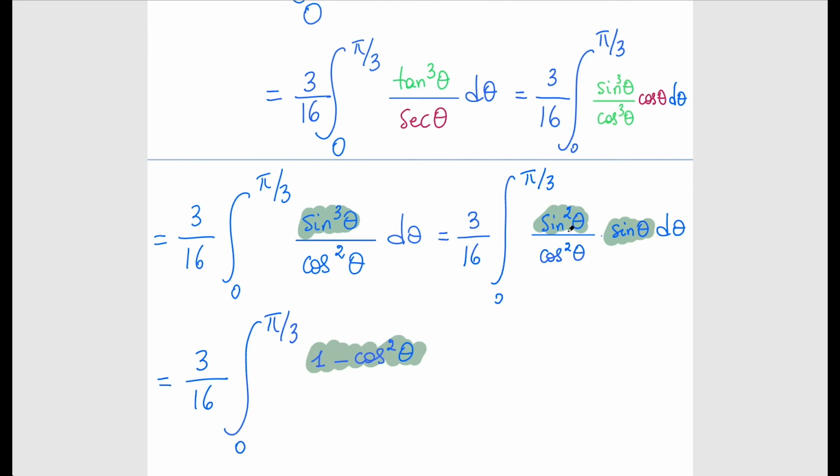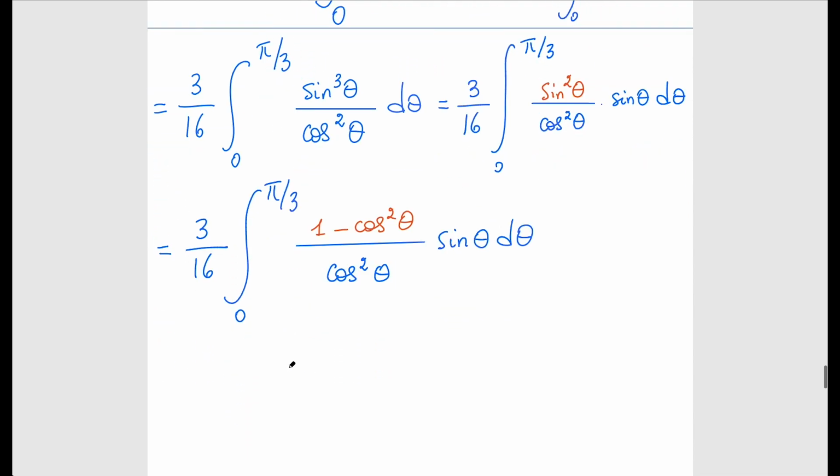Let me erase these parts. Okay, so this guy is technically this guy, right? And this is divided by cosine squared theta, sine theta d theta. Okay, so this is the integral I have, and now I'm going to use U substitution.